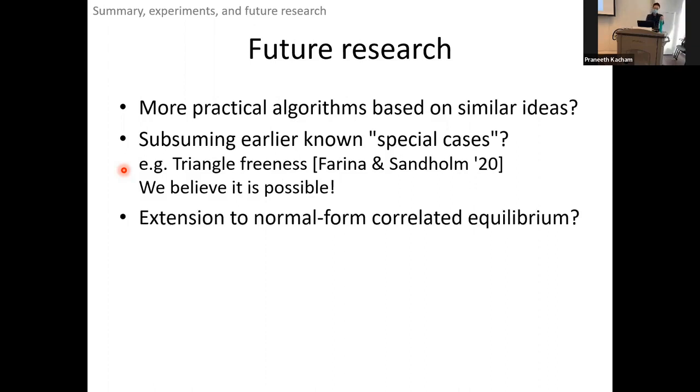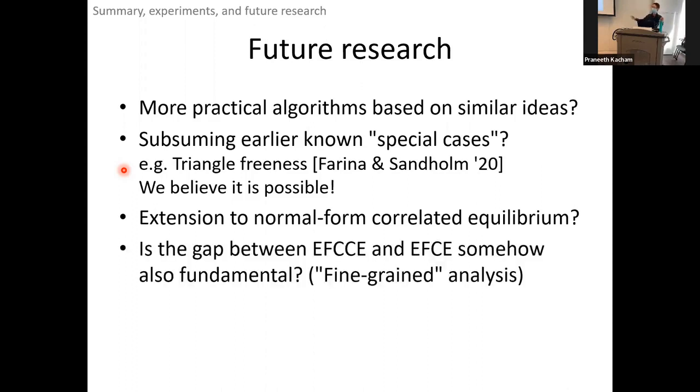Is there an extension to normal form correlated equilibrium? This is again a major open question in the field. Is it possible to solve for normal form correlated equilibrium in polynomial time? And the final question that I want to leave open is whether the gap between extensive form coarse and extensive form correlated is somehow also fundamental, which requires some sort of fine-grained complexity analysis because the gap is only quadratic. And that's all I have.